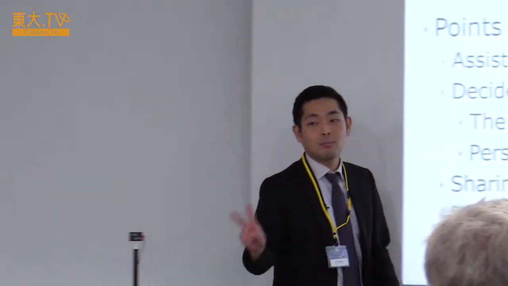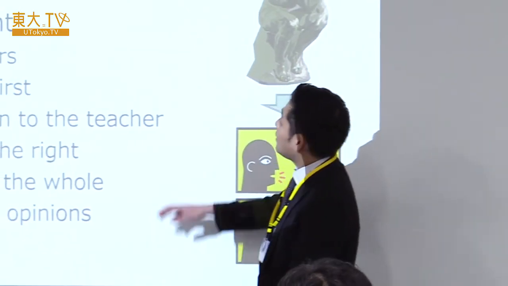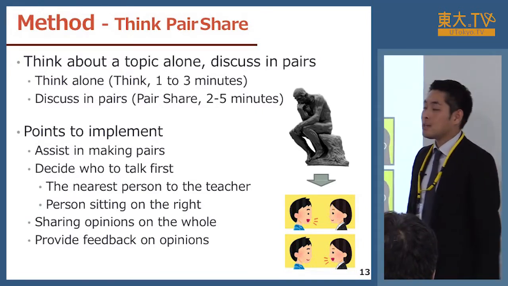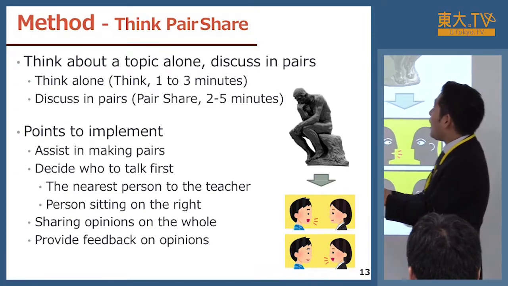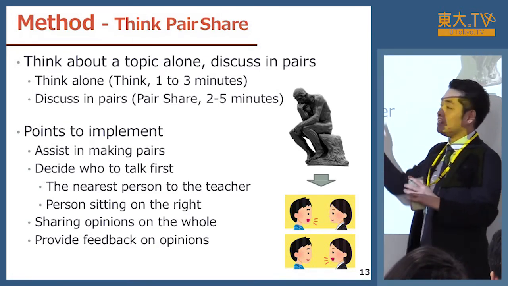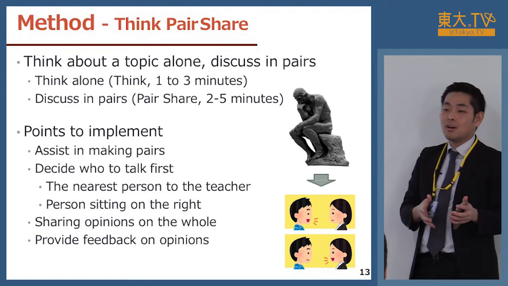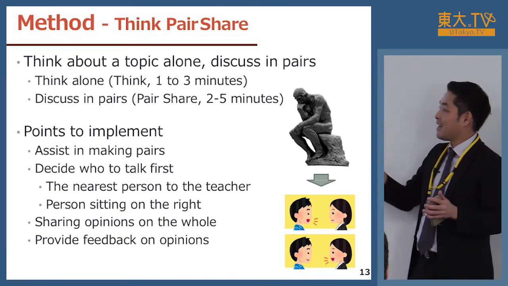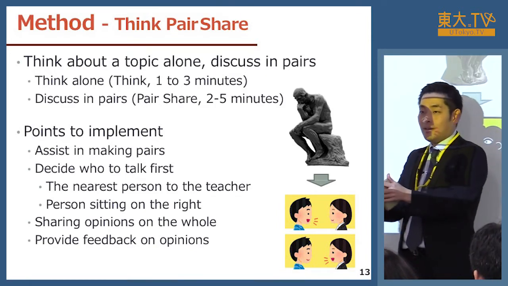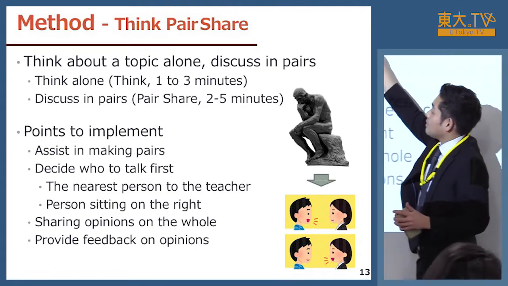And I would like to share two more methods. And I would like you to experience one of those. I think you have experienced this method: think, pair, share. Think, pair, share means to think about one topic alone and discuss in pairs. I think it is very useful for Japanese students because Japanese students are very shy, so they cannot speak out loud at first. If we make some time to think about the topic, they can think or write down, and after that, they can discuss in pairs.